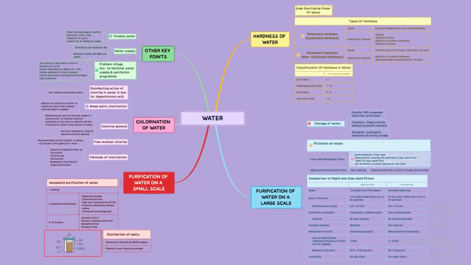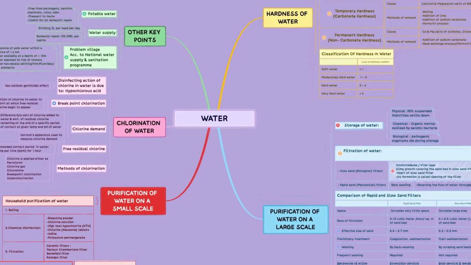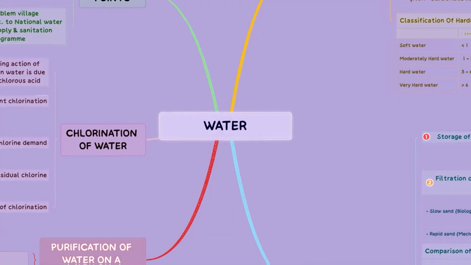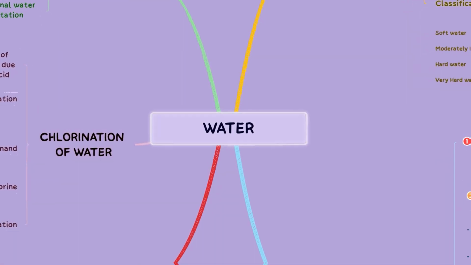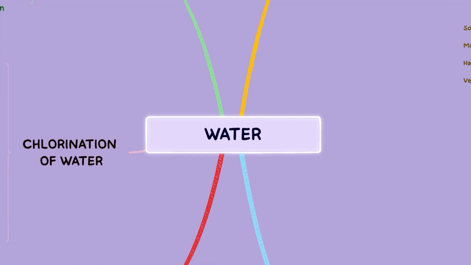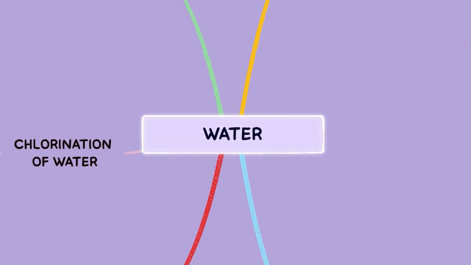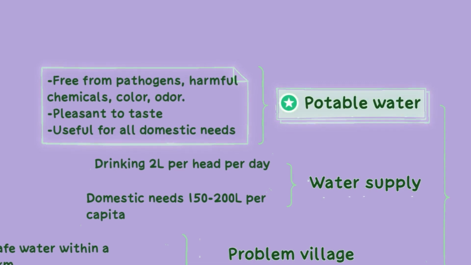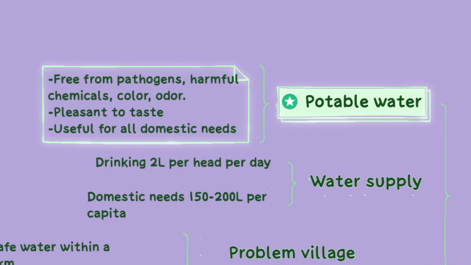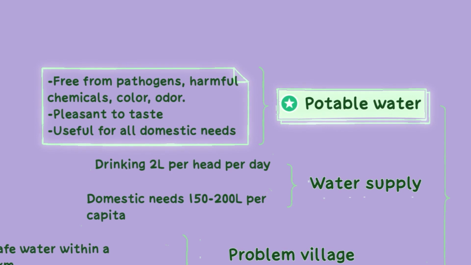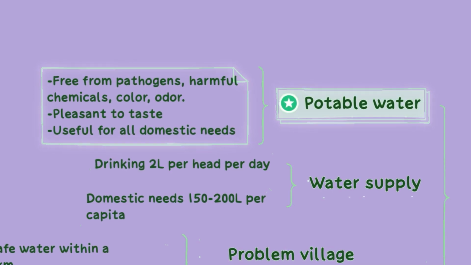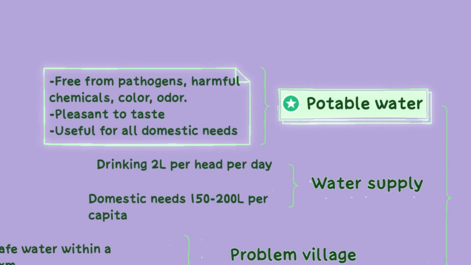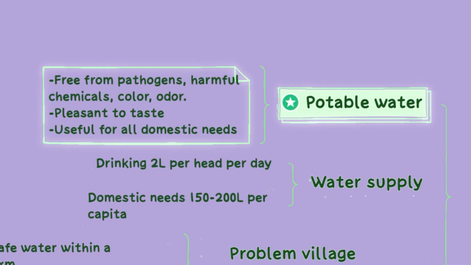So, let's get started. In this mind map, we will go over some important concepts related to water, which is an important topic in public health dentistry. Water, the elixir of life, is essential for our well-being. Potable or drinking water should be free from pathogens and harmful chemicals and should be typically colorless, odorless, and tasteless. Pure water should be devoid of all disease-causing microbes. This water is what we're ultimately going to use for all our daily domestic needs.